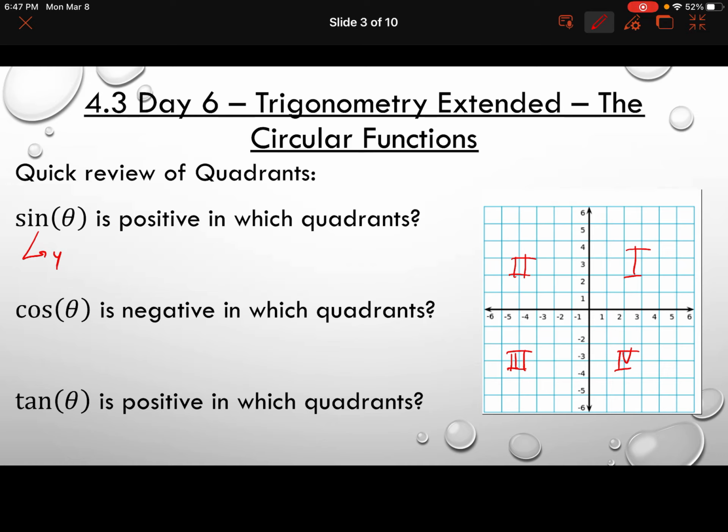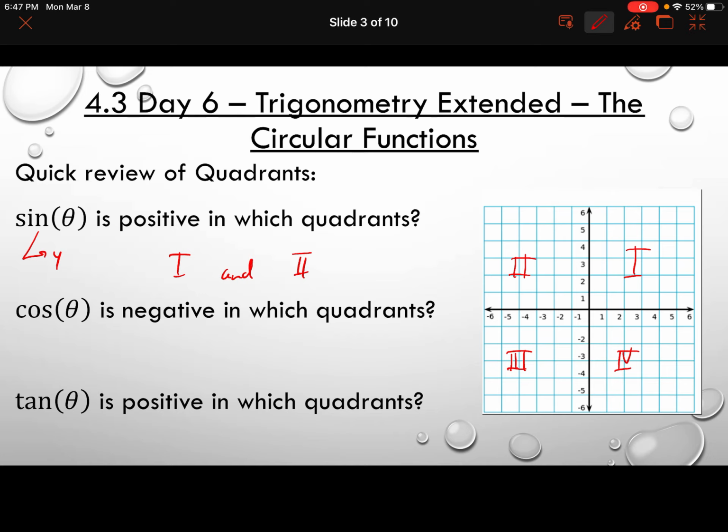Well, I like to think that you would agree that the y value is positive whenever it is above the x-axis. Whenever a point is above the x-axis, your y value will be positive. Well, the 2 quadrants that are above the x-axis, let's see, I think I can use a laser. Yeah, there we go. The 2 quadrants that are above the x-axis are quadrant 1 and quadrant 2. So those are the 2 quadrants in which sine of theta will be positive.